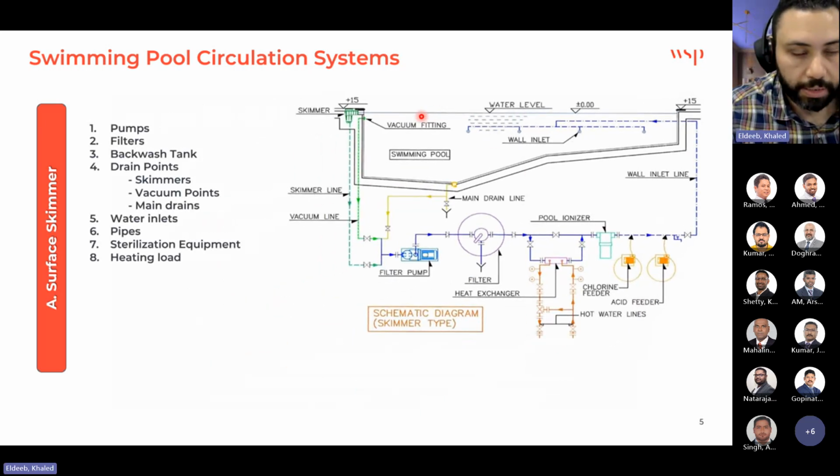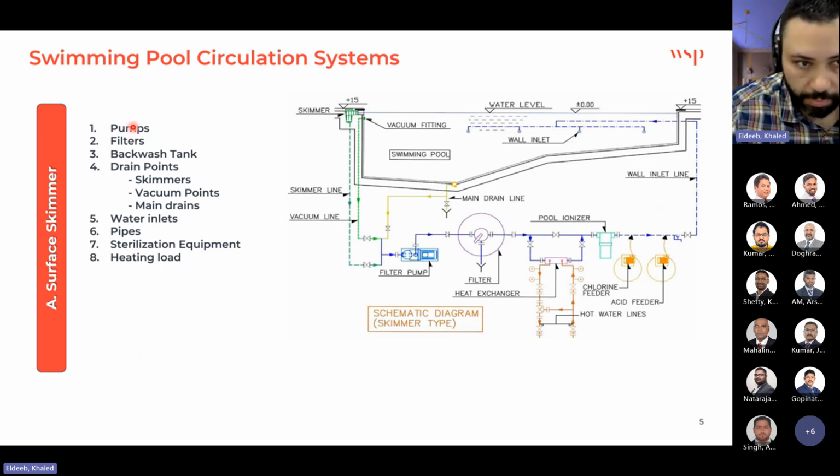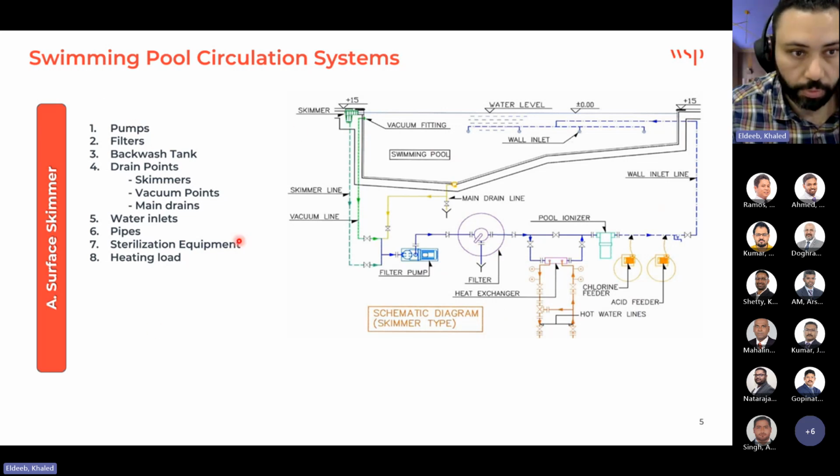So what I just explained, if we itemize it or break it down like that, in order to design such a type of system, we need to start with the pump, the most important one, and then the filter, and then the backwash tank if needed.